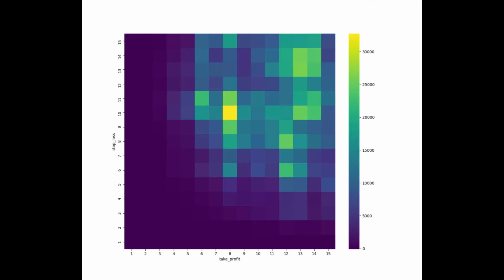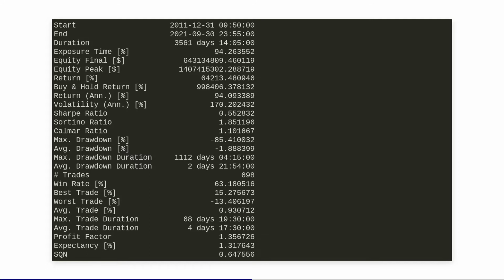This is the heat map. The yellow areas show the best results. And these are the results. The return is about 7% of buy and hold. The win rate is over 60%.